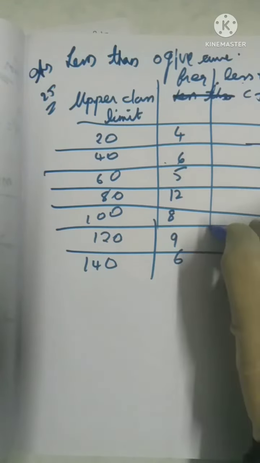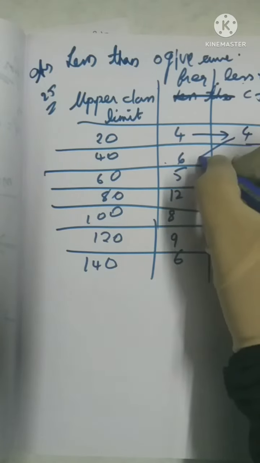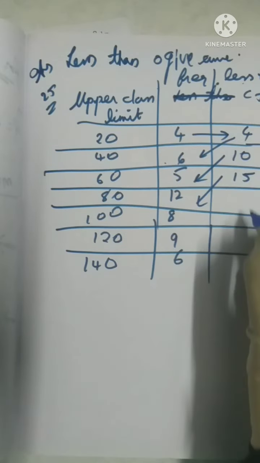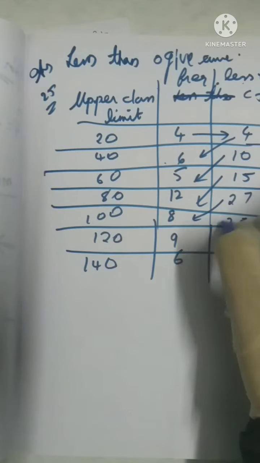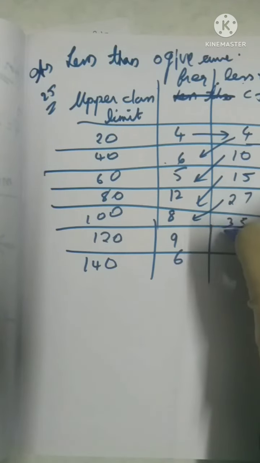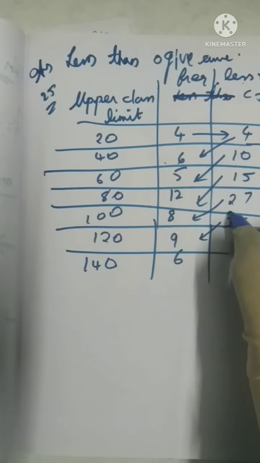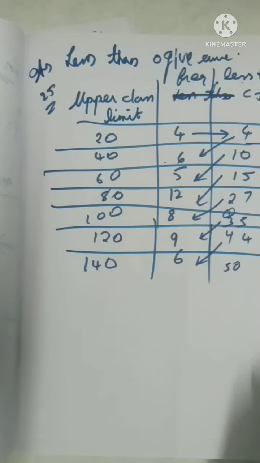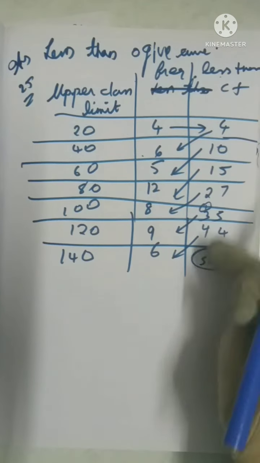How to find out less than CF from frequency? See, first will be as it is, 4. Then what to do? Add this. 4 plus 6, 10. 10 plus 5, 15. 15 plus 12, 27. 27 plus 8, 35. 35 plus 9, 44. 44 plus 6, 50 we have. So here we see that maximum value is 50. It means this is my column of less than CF.